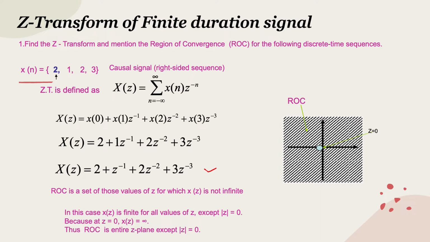Now we can plot the region of convergence. You take the z value 1, 2, 3 till plus infinity and minus infinity. Similarly for 0, if I substitute all the values, it attains a finite value except z equal to 0. So if you get a finite value, it is the region of convergence. If X of z does not attain a finite value, that value is not considered in the region of convergence.